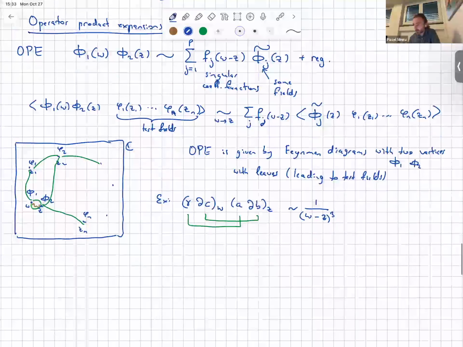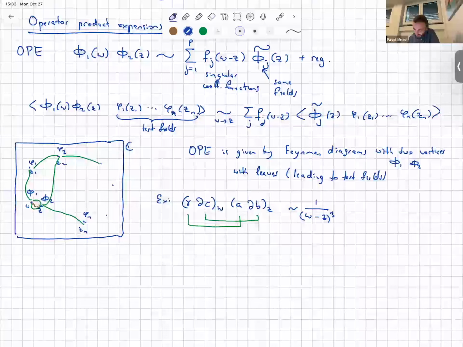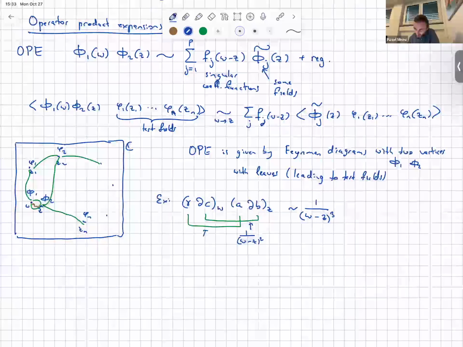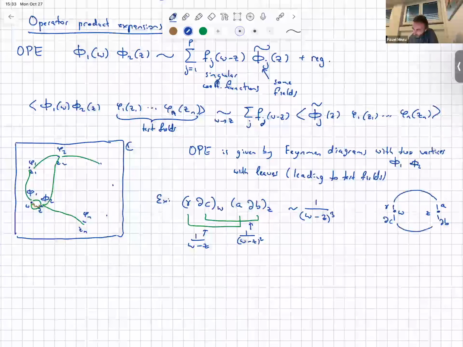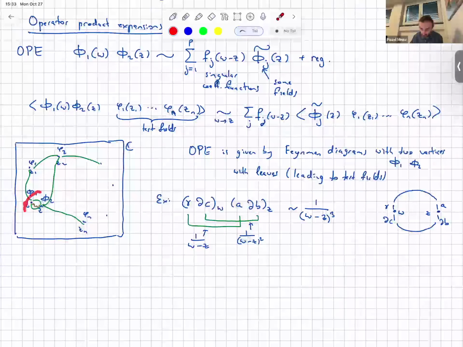Why so? Because this pairing gives us 1 over W minus Z squared, and this is 1 over W minus Z. So in total, I get 1 over W minus Z cube. In other graphical conventions, if I think of these little corollas, I have gamma times del C at the point W, A times del B at the point Z, and some test fields far away. Then I'm connecting gamma with A, and I'm connecting del C with del B. So this is my subgraph, essentially, and this one doesn't have leaves.